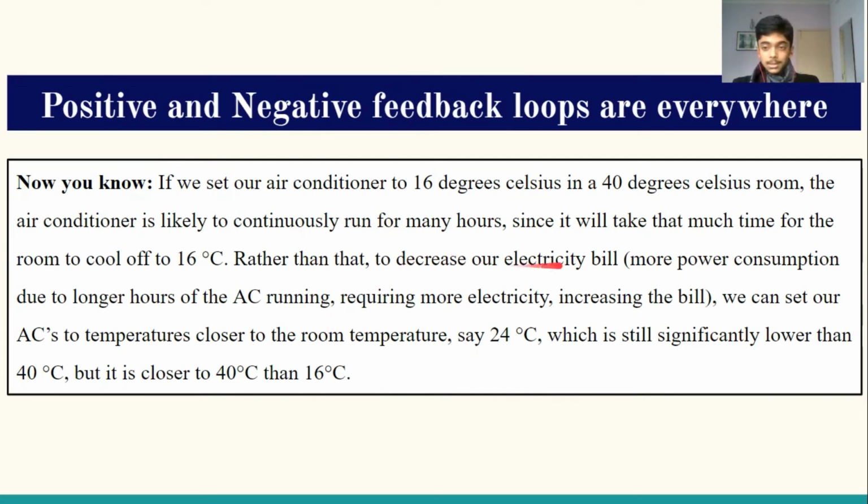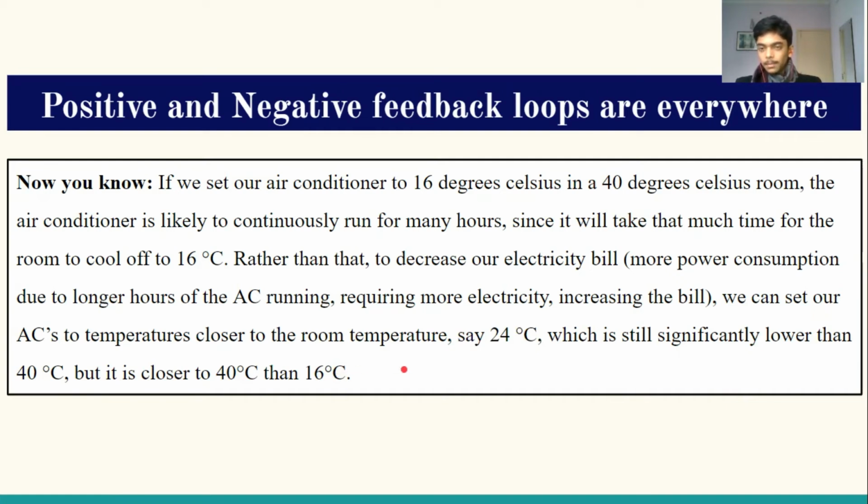However, to decrease our electricity bill, note that more power consumption due to longer hours of the AC running requires more electricity, which increases the bill. We can set our AC's temperature closer to the room temperature, let's say about 24 degrees Celsius. It is still much lower. It is almost half of 40 degrees Celsius, but it is much closer to 40 degrees Celsius as compared to 16 degrees Celsius. Why does that matter? Well, because your AC won't have to run for as long to reach 24 degrees Celsius as it would have to reach 16 degrees Celsius.